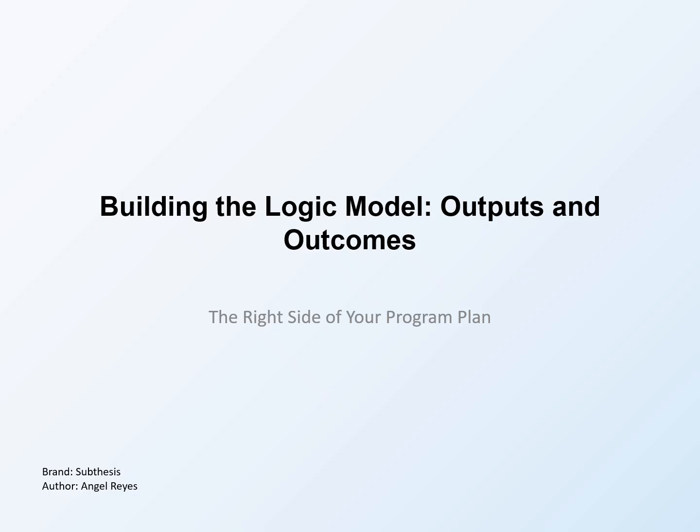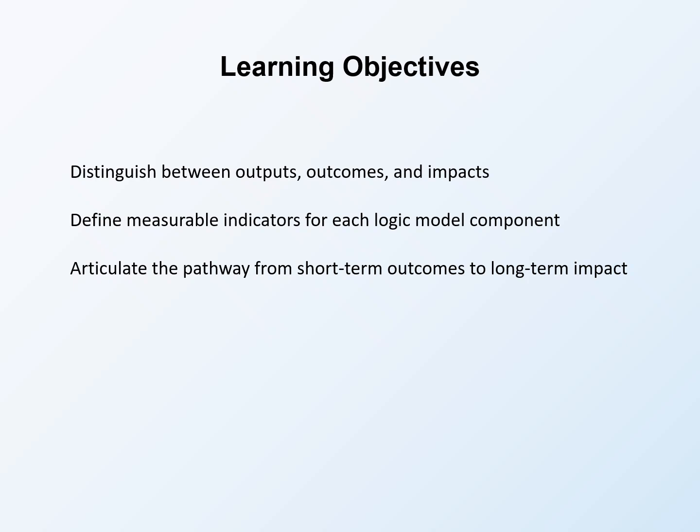Understanding this distinction is crucial because funders, evaluators, and communities care about outcomes, the actual changes in people's lives, not just outputs, the activities we completed. By the end of this lesson, you'll accomplish three objectives. First, distinguish between outputs, outcomes, and impacts. These terms are often confused with real consequences for program planning and evaluation.